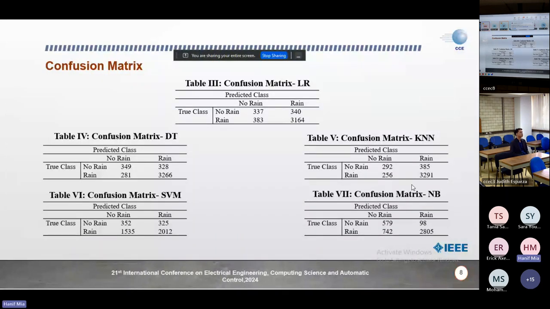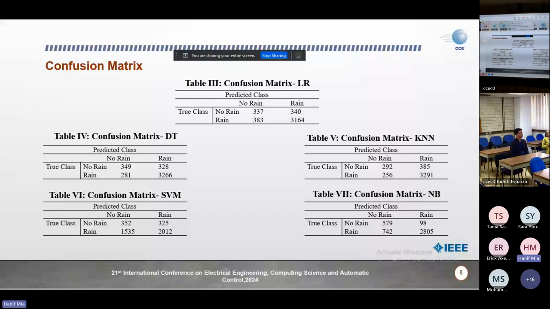Table 3 to Table 7 provide detailed information about the confusion matrix used during the training and testing phase of the machine learning models that classify rainfall events. This table shows how each model identified actual rainfall events and correctly recognized the other types of events, the negative classes, using historical rainfall data from Bangladesh, as I already said, from 1970 to 2016.